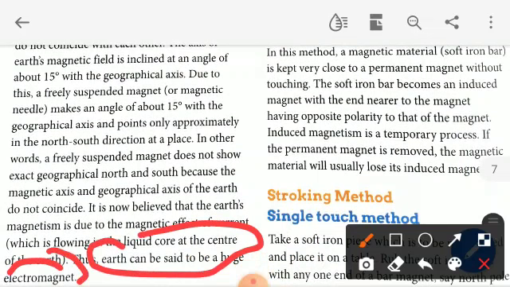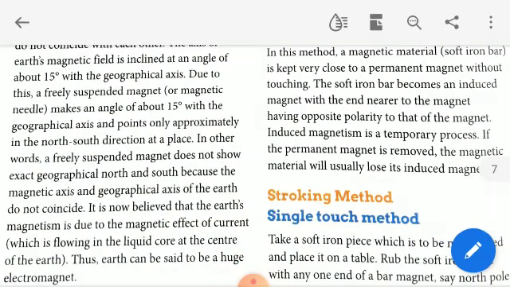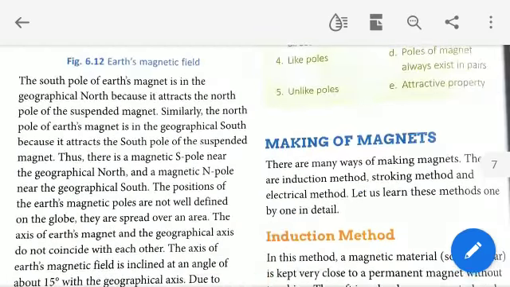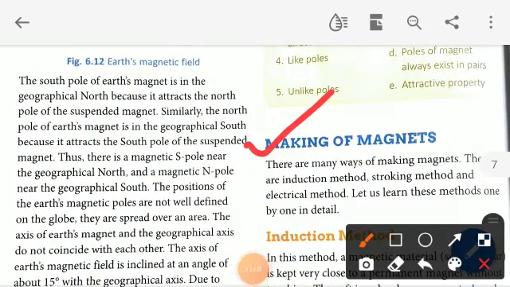Now we will move to the making of a magnet. How do we make a magnet? Here you can study the making of magnets. There are many ways of making magnets.